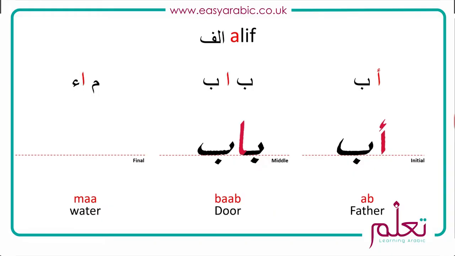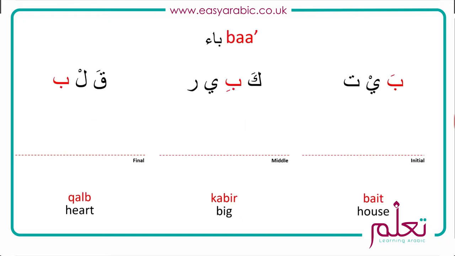Next we have the Mim, so Ma, and then we have the Alif, and then the Hamza at the end. The Hamza acts like a glottal stop, so it's Ma. Next we have the letter Ba, so the first word is Bait, so Ba, the Ya, and then we have the Ta at the end. Bait.